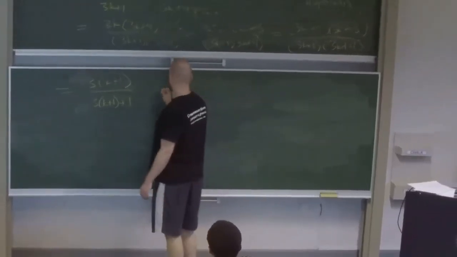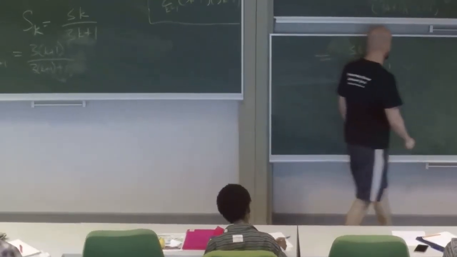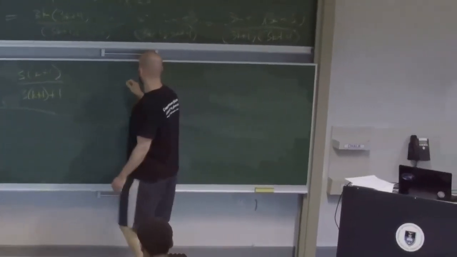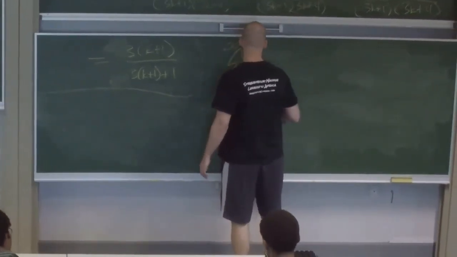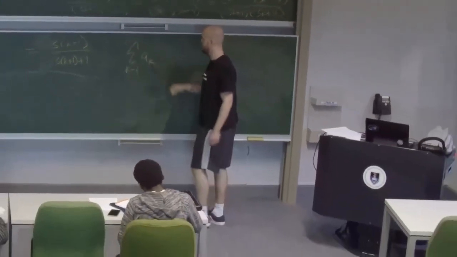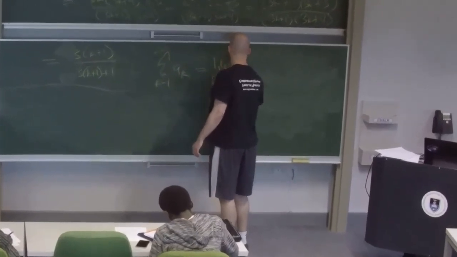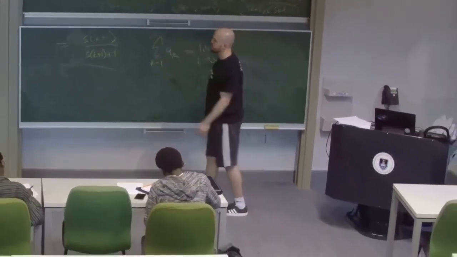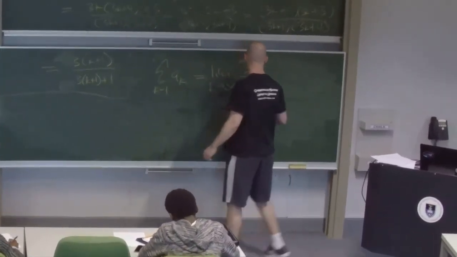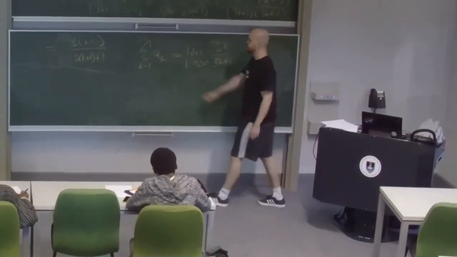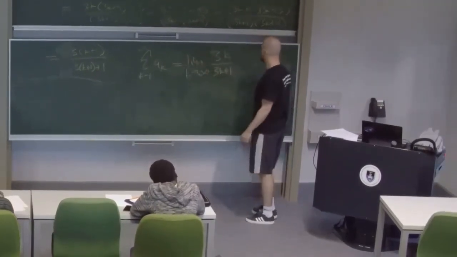Now to complete the problem, we need to take this limit. We need to define the sum of the series. The sum of the series is equal to the limit as k goes to infinity of the formula we found for the partial sums, 3k over 3k plus 1. That's by definition. That's literally what we mean when we write the infinity up there: you find the partial sums and take the limit as it goes to infinity.